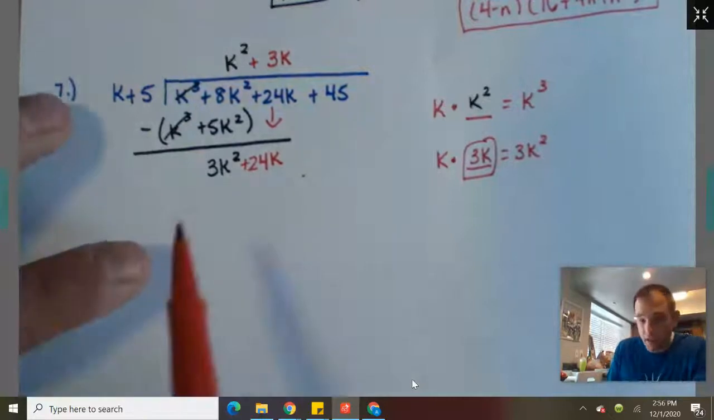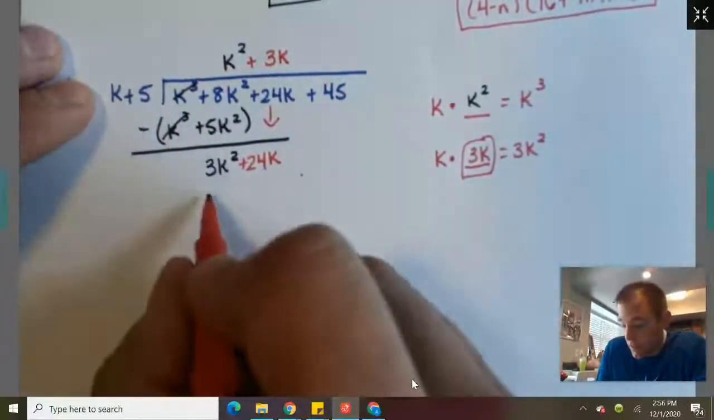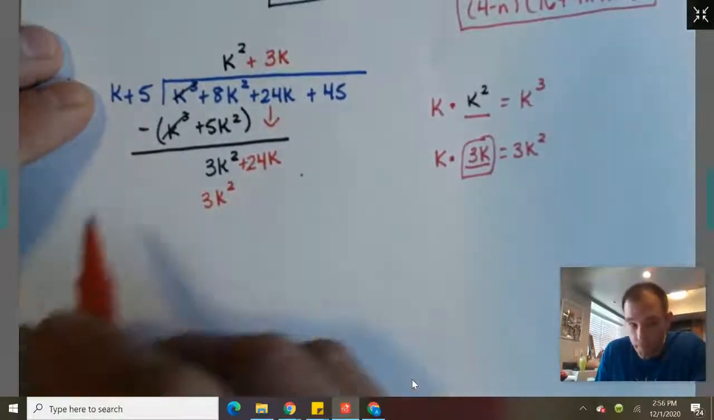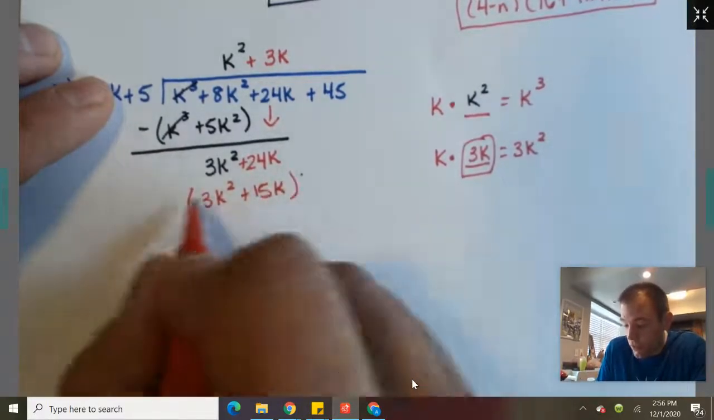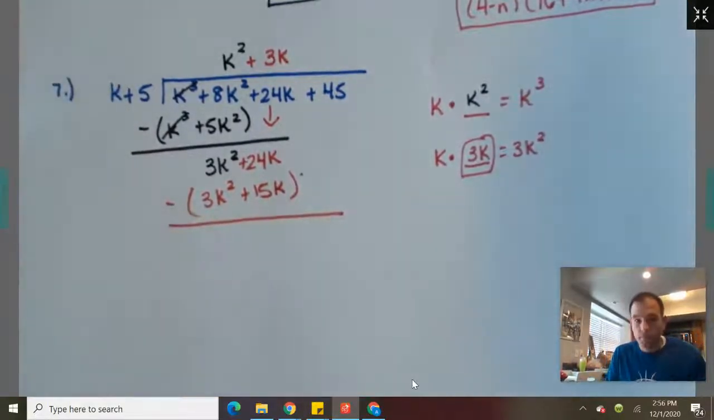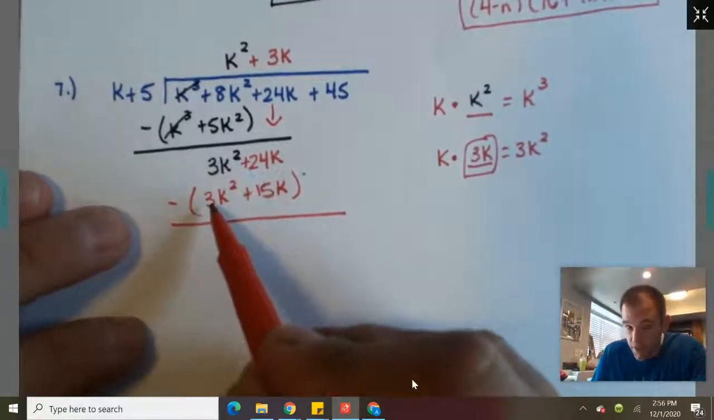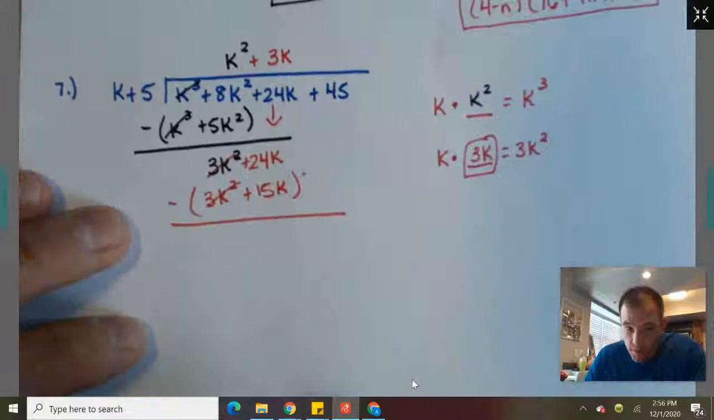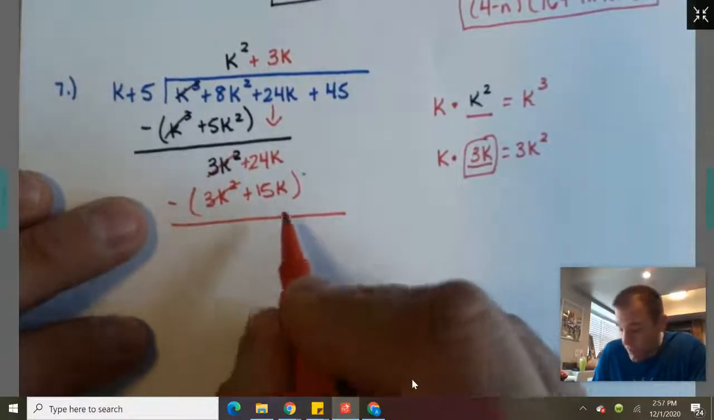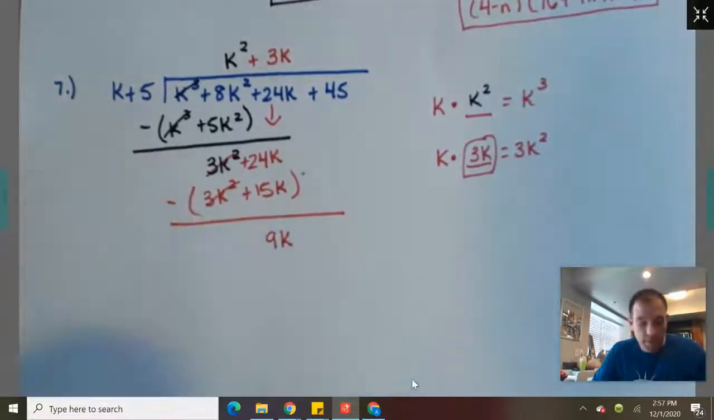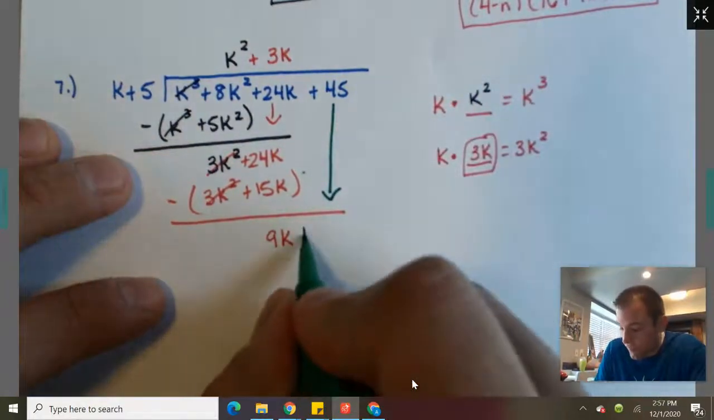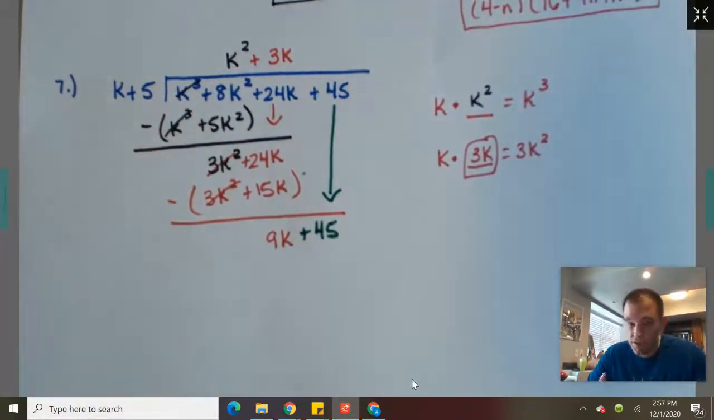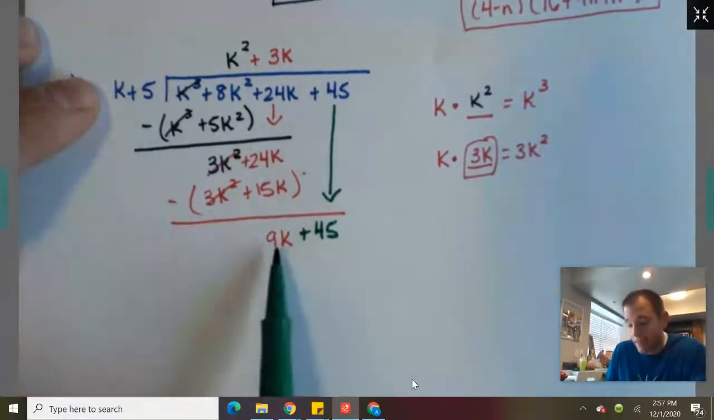And then again, I multiply. 3k times k is 3k squared. 3k times 5 is 15k. And we always, always, always subtract. 3k squared minus 3k squared, they cancel. 24k minus 15k is 9k. And then we have one more number to bring down. I have the plus 45. So now, what times k would get us 9k?